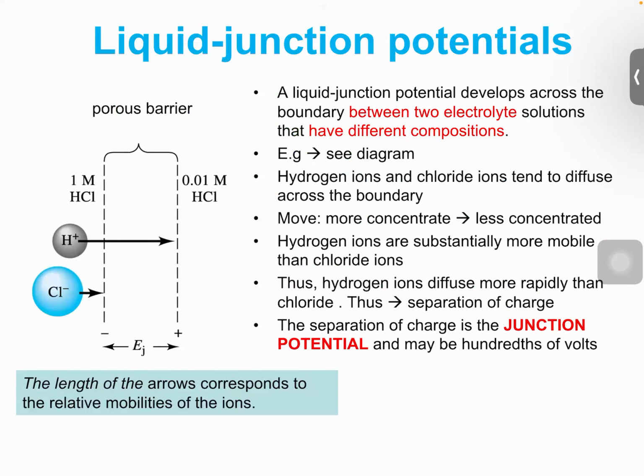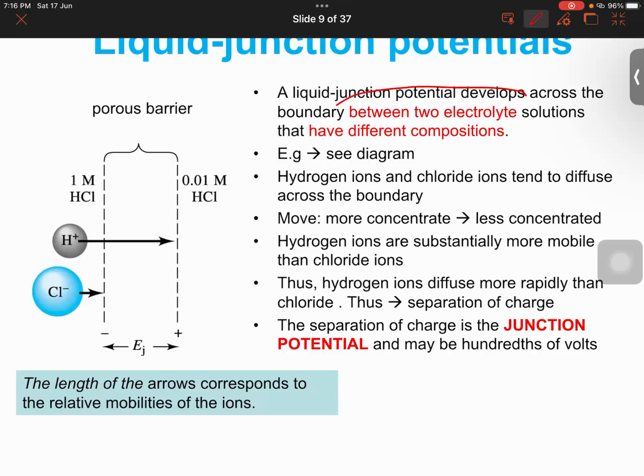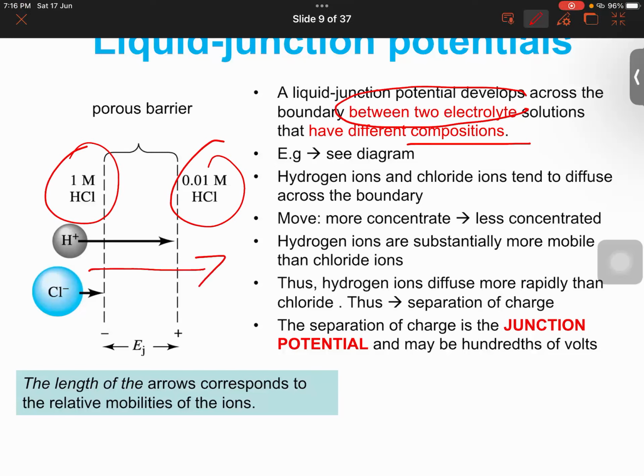So what is liquid junction potential? Liquid junction potential develops across the boundary between two electrolytes with different concentrations. So we can see 1 molar HCl and 0.01 molar HCl. Due to the different concentrations, the hydrogen ions and chloride ions tend to diffuse across the boundary, of course from more concentrated to less concentrated. So this provides what we call the liquid junction potential.